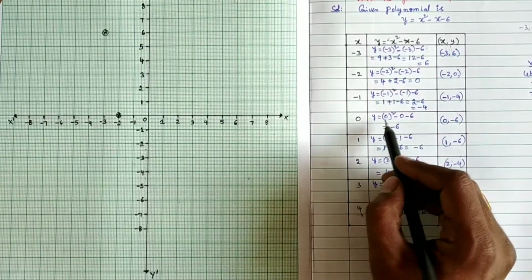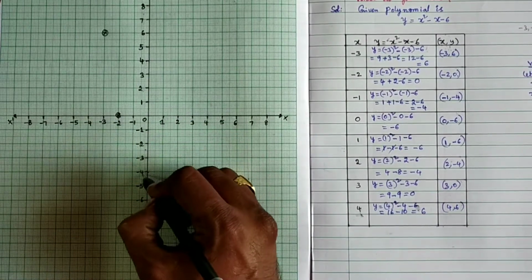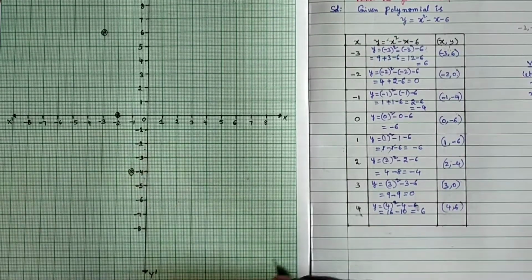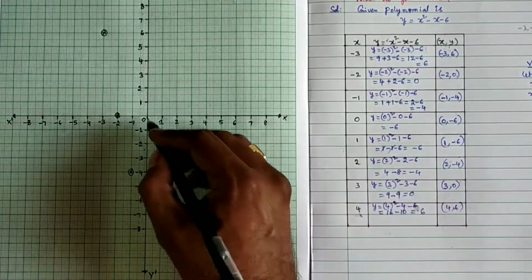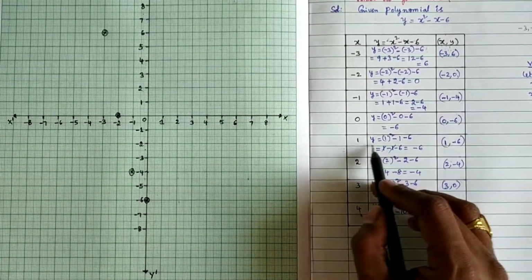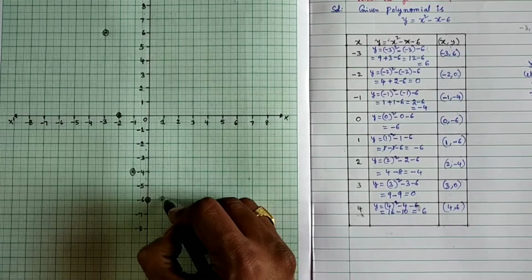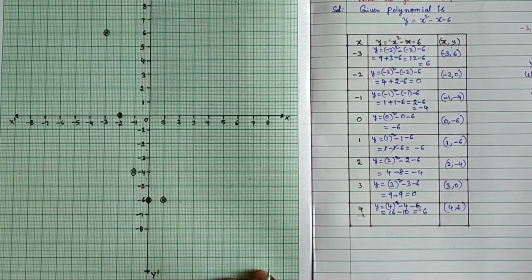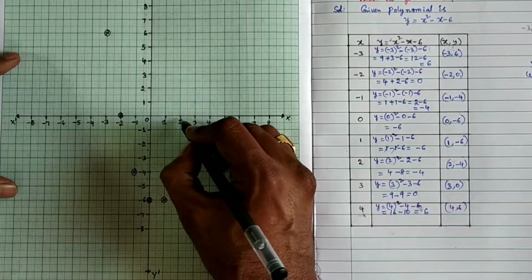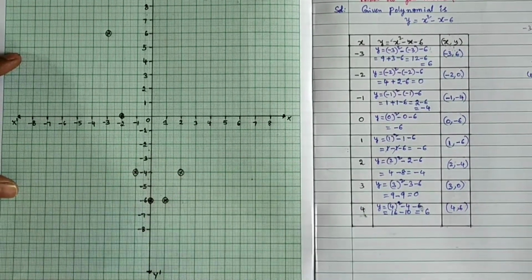Next point is minus 1 comma minus 4. So on x-axis minus 1, y-axis minus 4. So this is the point minus 1 comma minus 4 and 0 comma minus 6. For 0, minus 6. So this is the 0 comma minus 6 and 1 comma minus 6. On x-axis 1, y-axis minus 6. So this is a point 1 comma minus 6 and 2 comma minus 4. So for 2 on y, minus 4. So this represents 2 comma minus 4.